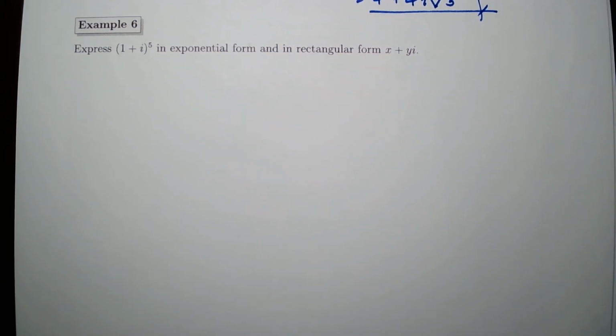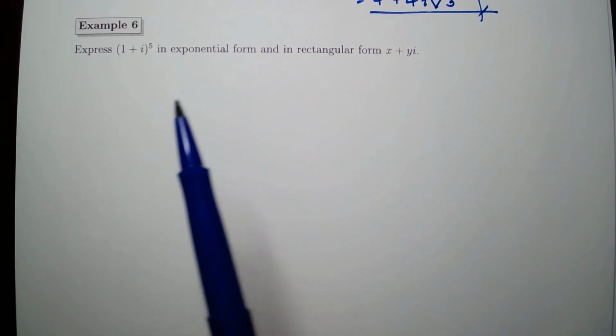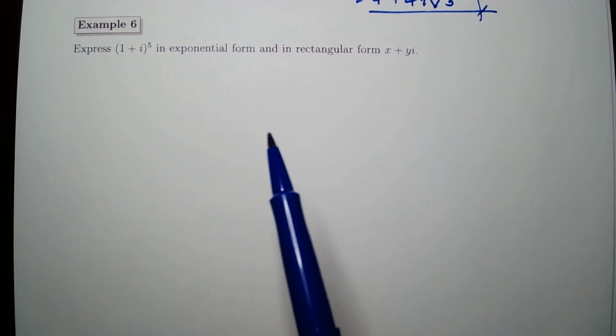Now express 1 plus i to the 5th power, which is what I said earlier. Do you want to FOIL that 5 times? I mean, it's doable, but you don't want to do that. We're going to use the power of polar and exponential form.